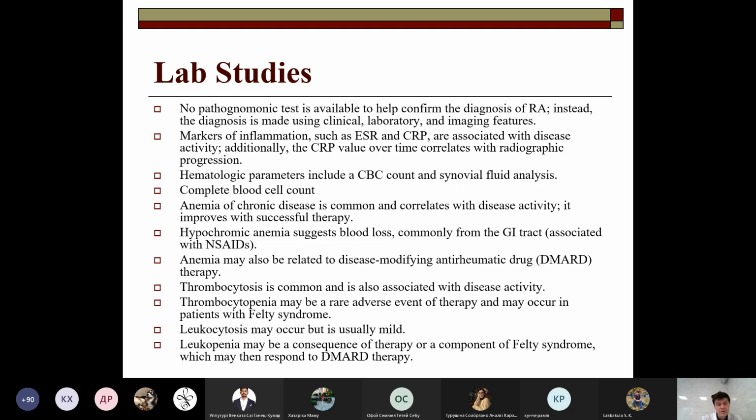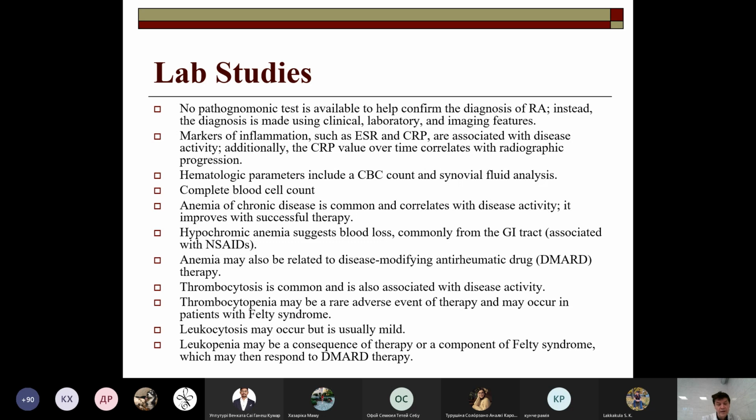Thrombocytosis and thrombocytopenia can be seen in these patients due to different causes. Thrombocytosis is common and is also associated with disease activity, especially prior to prescription of DMARDs. On the contrary, thrombocytopenia may be a rare adverse effect of the therapy and may occur in patients with Felty syndrome. Felty syndrome is closely associated with Sjögren's, and all these conditions require treatment with systemic glucocorticoid therapies, given as pulses or intravenously.